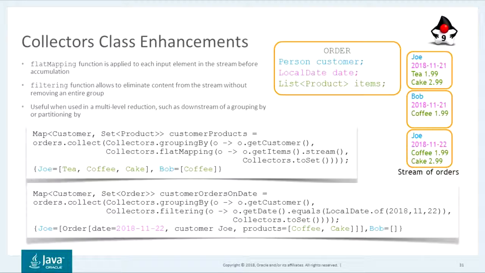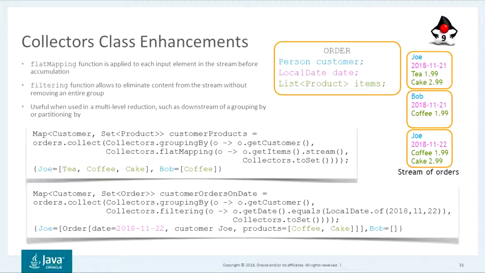We group orders by customer name. Let's say all orders that belong to Joe are grouped together, and all orders that belong to Bob are grouped together. So that's the grouping by clause. But then we do something interesting. We ignore the products coming from different orders, and we create a continuous list of products for every customer. So Joe has tea, coffee, and cake, regardless of the fact that it was actually in different orders. It doesn't matter. That's the flat mapping. All right? A new method available from Java 9.